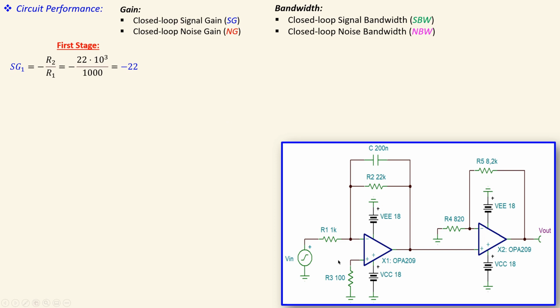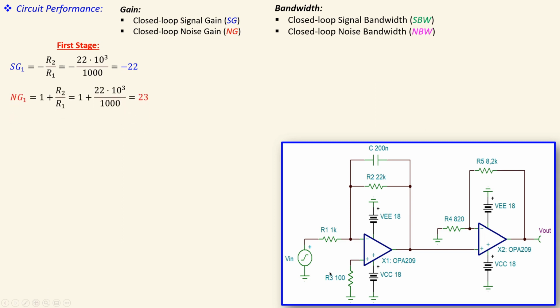Now for the first stage, just considering only the first stage, we can see that the signal gain is of course in a DC portion just the formula for our inverting amplifier, which is just minus R2 over R1, which is then minus 22 kilo ohms over 1000. That will give you minus 22.